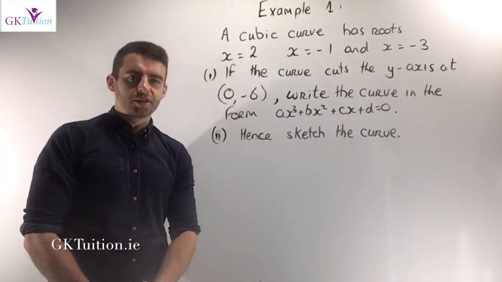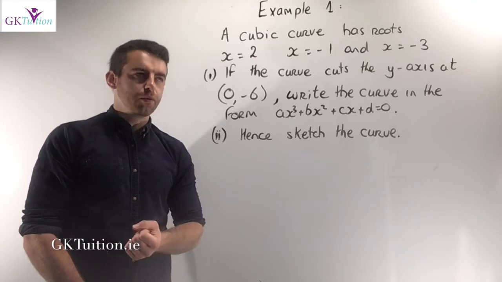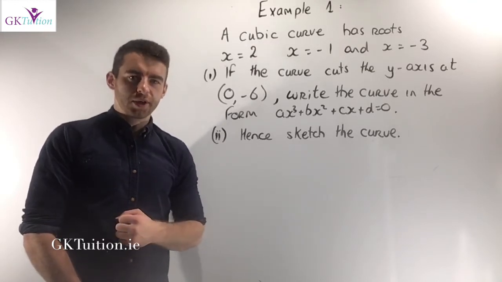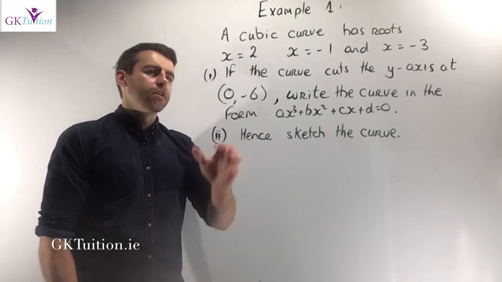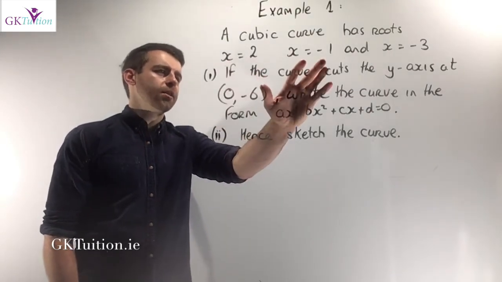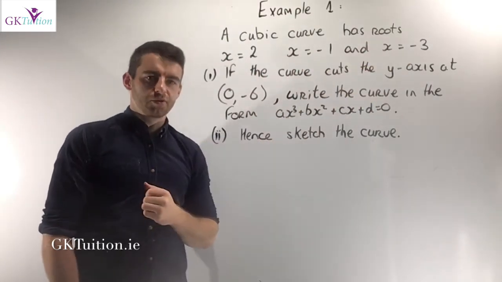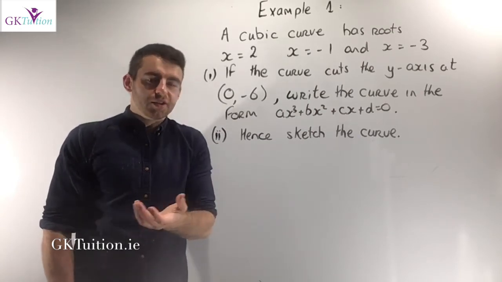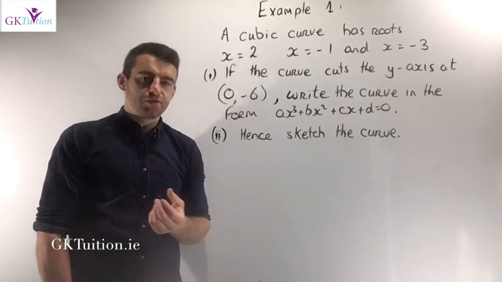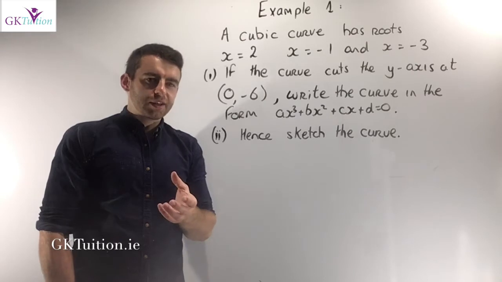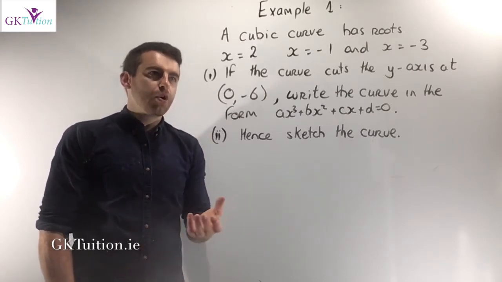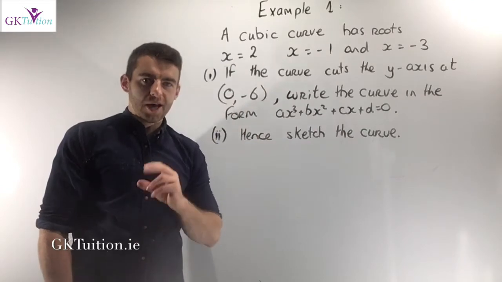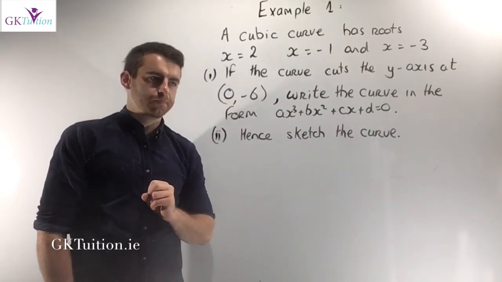Okay, the questions on this material are incredibly straightforward. Let's have a look at example 1 here. In the first example, we're told that a cubic curve has roots x equals 2, x equals minus 1, and x equals minus 3. In other words, it cuts the x-axis in 3 different places. I know that if it has 3 different roots, it must be an x to the power of 3, or in other words, a cubic curve, and it has 2 turning points.